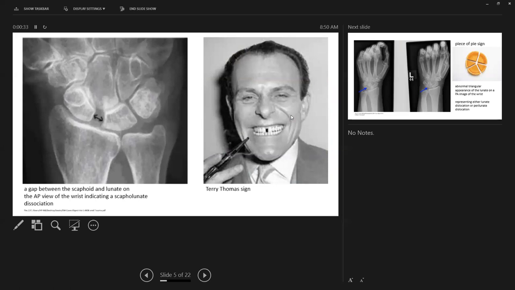We are quite scared of having missed this kind of injury, because the patient most likely won't have swelling, maybe no tenderness, maybe no bruise. So when you miss it, it's kind of dangerous for us.